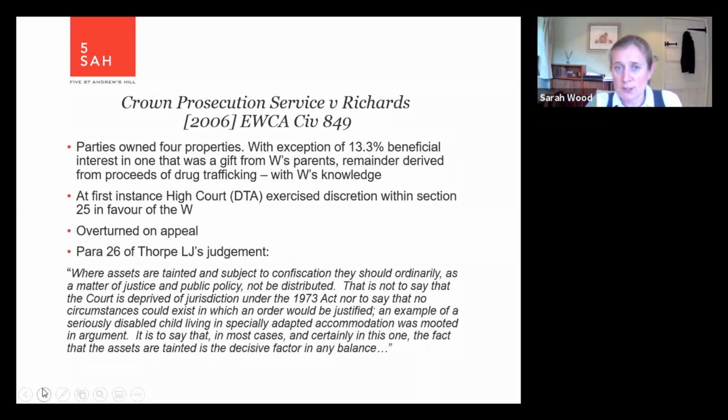CPS against Richards. This is now a 2006 case, but we're still dealing with the old legislation under the Drug Trafficking Act. This was a case at the opposite end of the spectrum. In this case, the parties owned 4 properties, with the exception of a 13% beneficial interest in one of those properties that was a gift from the wife's parents. It was established that the remainder derived from the proceeds of drug trafficking, and importantly, that the wife knew that that was the source of the funds.